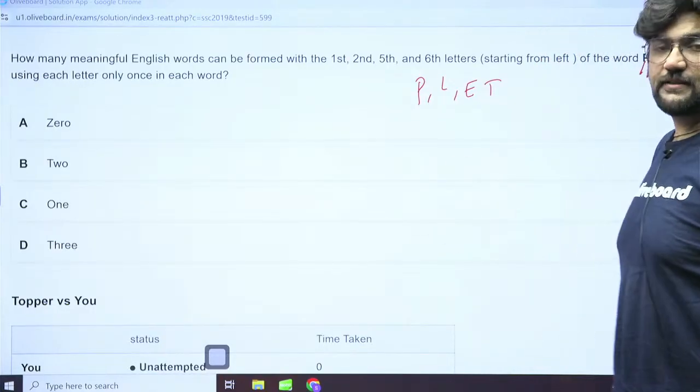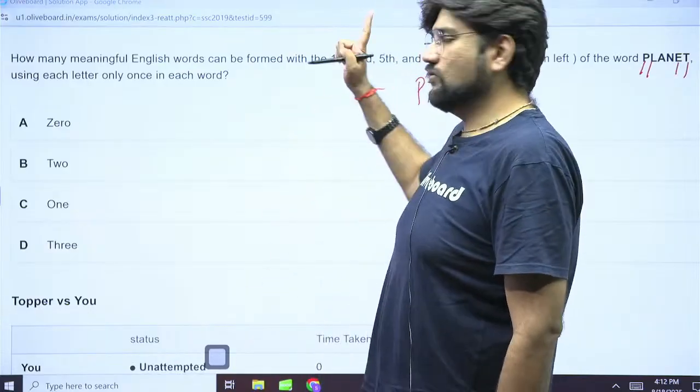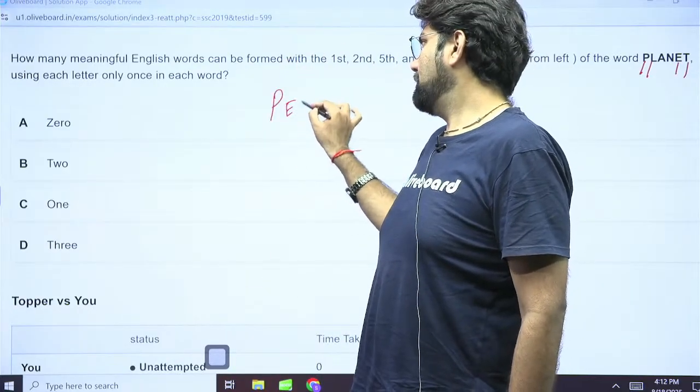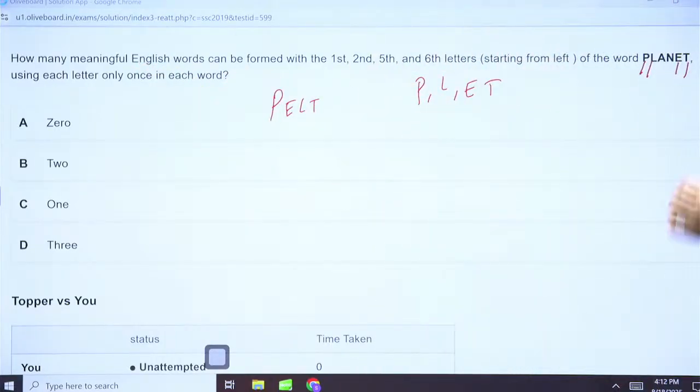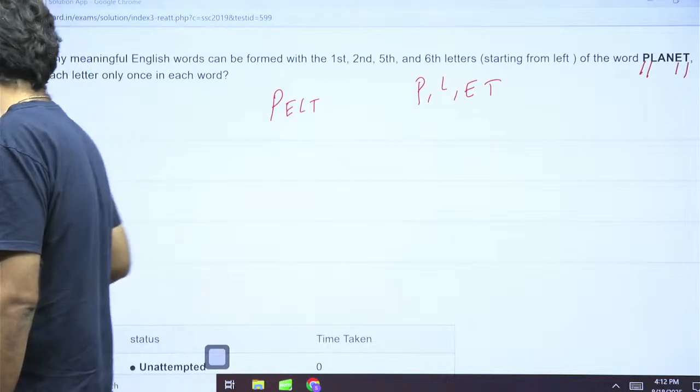First step is check from the vocabulary. What all words can you form? The only one word which comes to my head is pelt. What is pelt? Pelt is throwing stones at somebody. Pelting of stones. Throwing something and trying to hurt somebody. Now I cannot see any other word here. And technically the answer should have been one.